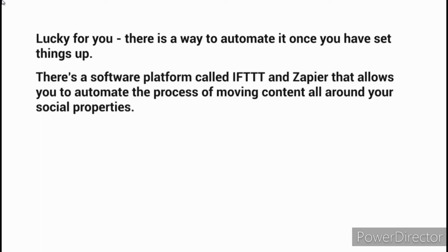Now, there's a software platform called IFTTT, and there's another one called Zapier.com that allows you to automate the process of moving content all around your social properties. So you could take a YouTube video and have it pushed to your WordPress site. And by pushed, I mean have it embedded on your WordPress site and then have it shared on your Facebook fan page, your Twitter page, your Instagram, and all of that. So you have essentially what we call triggers, that whenever the trigger happens, then something else happens. So what IFTTT stands for is if this, then that. So if this happens, then do that kind of deal.